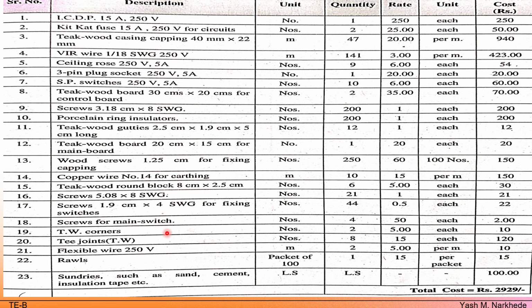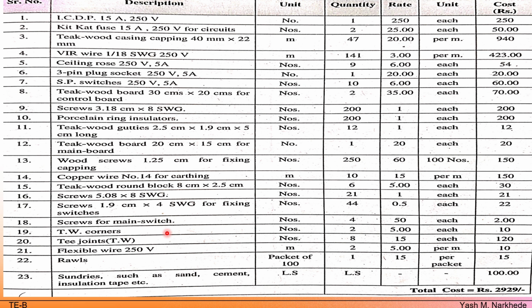Now this is the estimation table. We can also say this is a costing table. Let's go through a few key items. One ICDP main switch 15 ampere, 250 volts, is for 250 rupees. Two KitKat fuses 15 ampere, that is for 50 rupees. 47 meters of T-code casing capping is for 940 rupees. 141 meters of VIR wire is for 423 rupees. Now these are the main components used for the wiring setup.